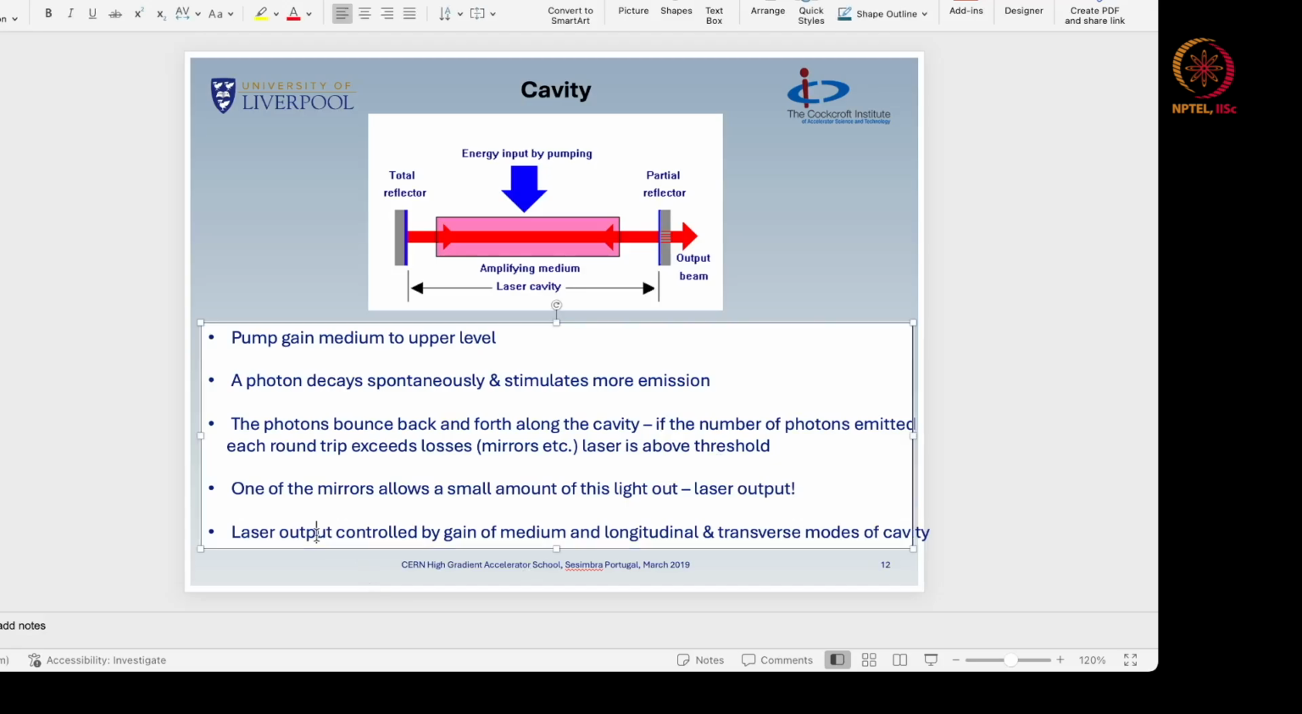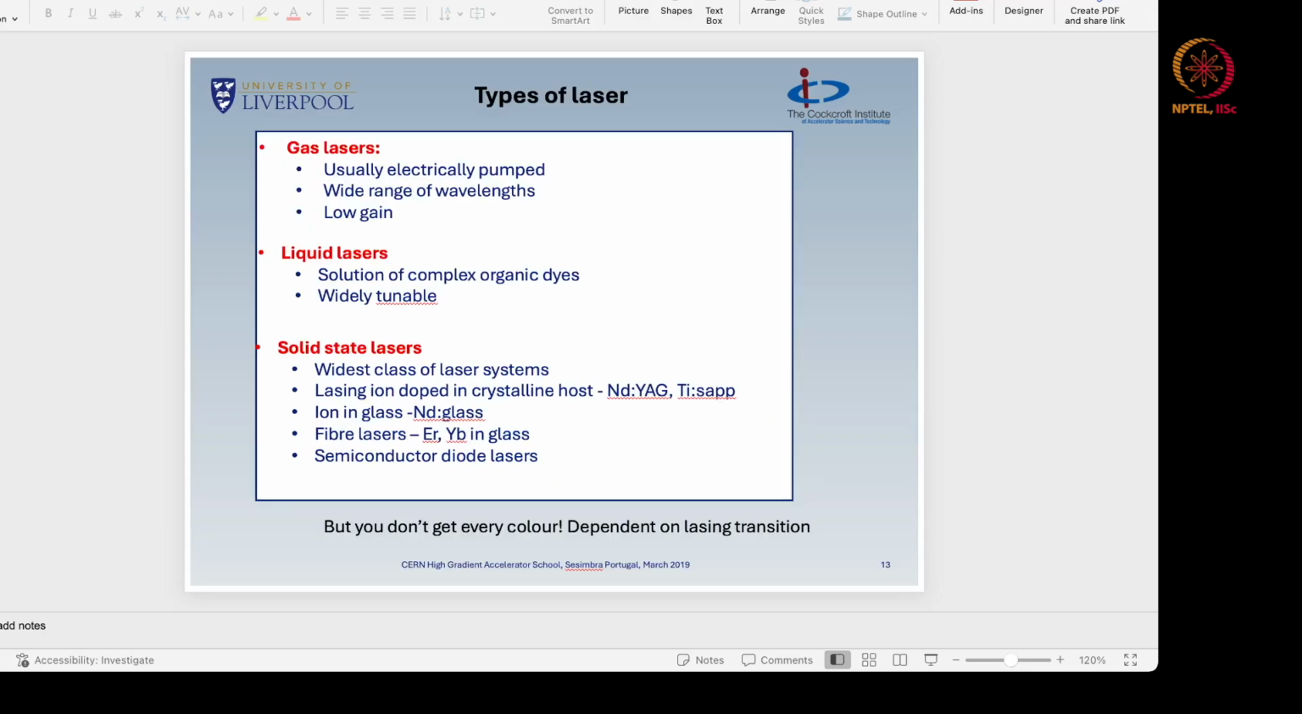So the laser output is controlled by the gain of the medium, that means how many photons you are getting, and the modes of the cavity, that is transverse or longitudinal, because the photons get knocked off in all possible directions. By controlling the length and the dimensions of the cavity, you can control which laser modes to basically pre-populate.